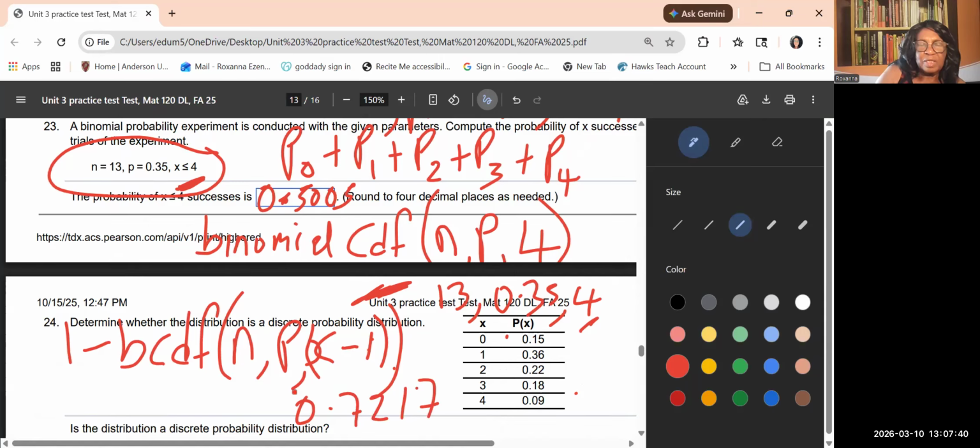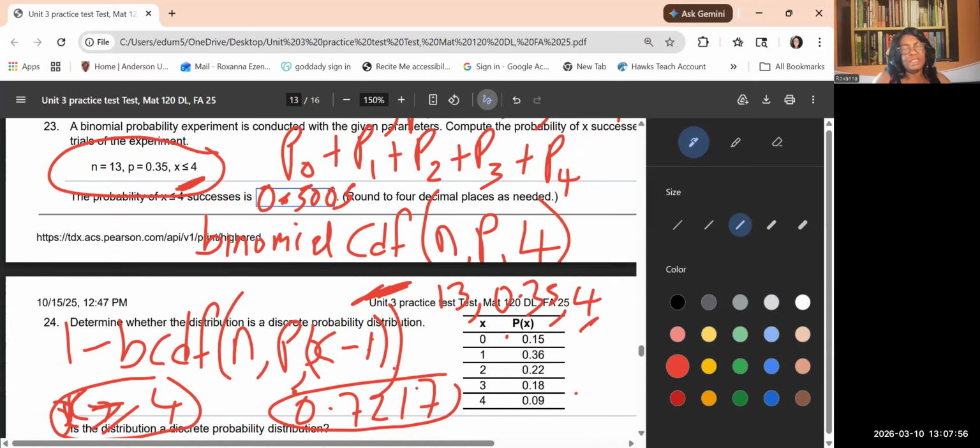0.7217. That is the probability that I can have a random variable x greater than or equal to 4. So whenever it is greater than or equal to 4, it means I am doing at least. At least means 1 minus, the complement rule in probability. At least means complement rule. All right, so we are done with binomial distribution.